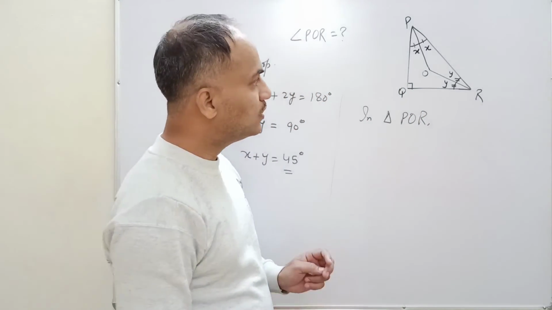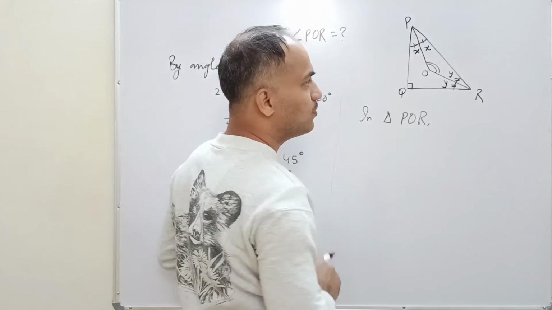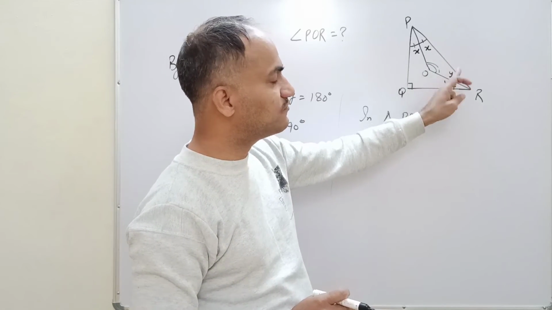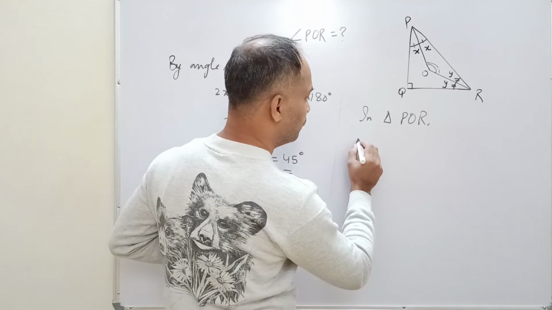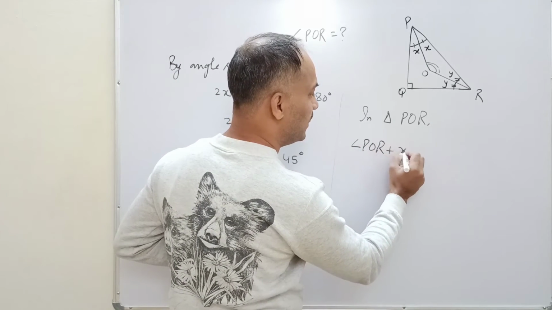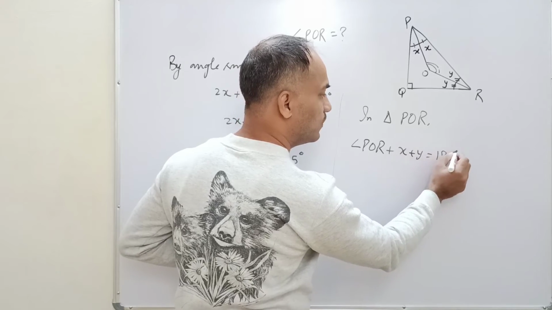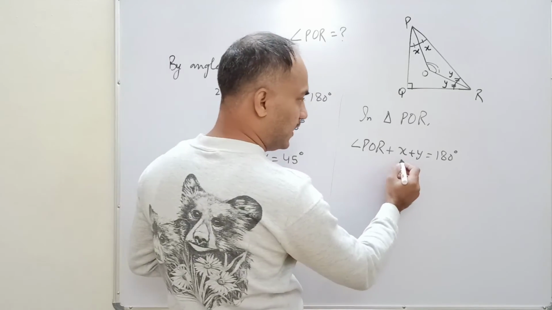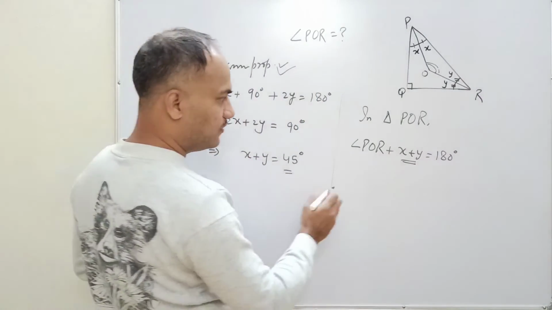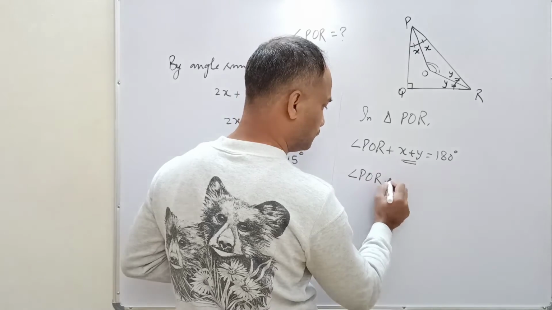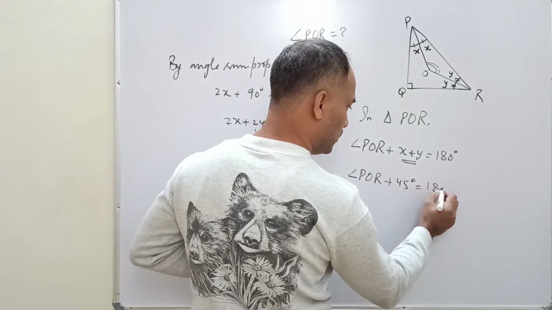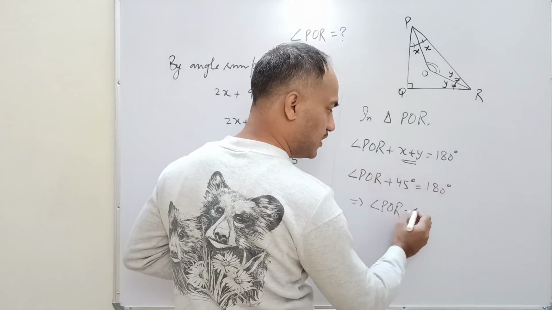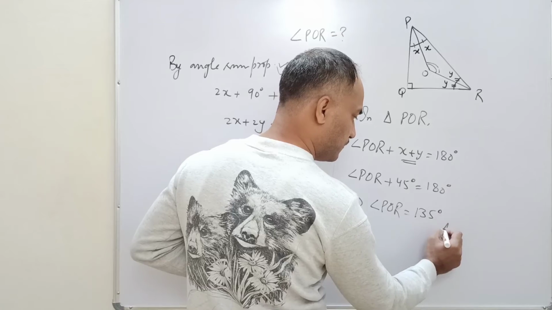Okay. So again this angle is angle POR. If we apply the angle sum property in this triangle, angle POR plus x plus y, how much is that? 180, by the same angle sum property. So x plus y, we know the value is 45. So angle POR plus 45 is 180. So angle POR will be 180 minus 45, that is 135.